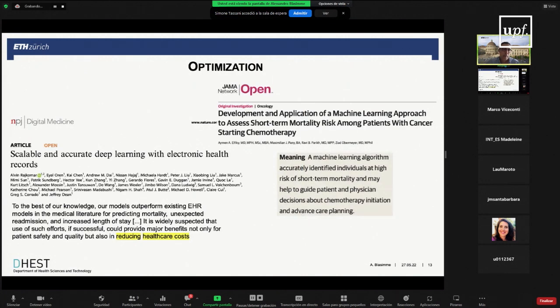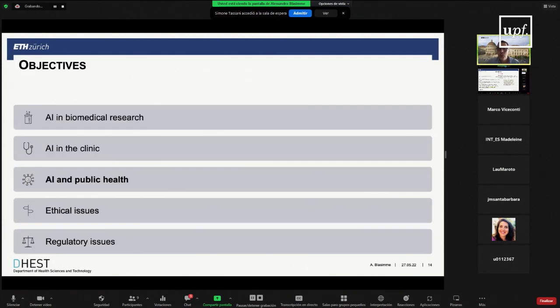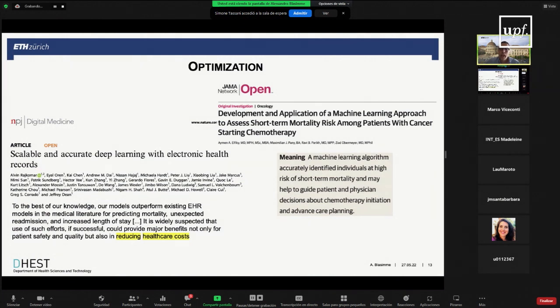These are other examples of algorithms that can harness electronic health records to optimize patient management. So they might also be able to reduce healthcare costs. But in fact, this is an issue that needs to be addressed also from an ethics point of view. On the right, you see an algorithm that can predict short-term mortality in cancer patients. That is, again, interesting as an aid to decisions, for example, about starting a new cycle of chemotherapy. Again, this is not only a clinical issue, but also an ethical one.